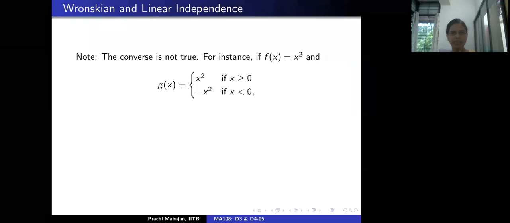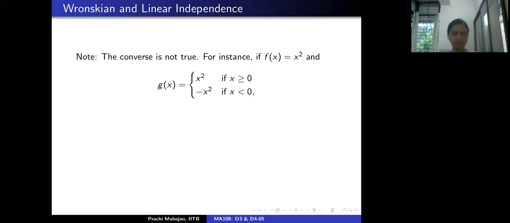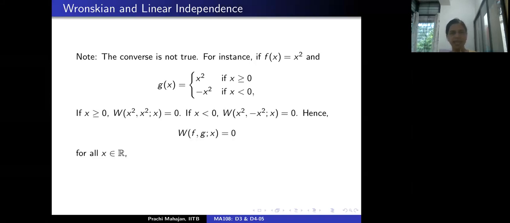Let's take f to be x square and let's define g to be the following function. If x is positive, take g to be x square, and if x is negative, take g to be minus x square. Then let's compute the Wronskian separately on the intervals 0 to infinity and minus infinity to 0. In each of these cases, the Wronskian turns out to be 0, which means that the Wronskian is identically 0 throughout the real line.